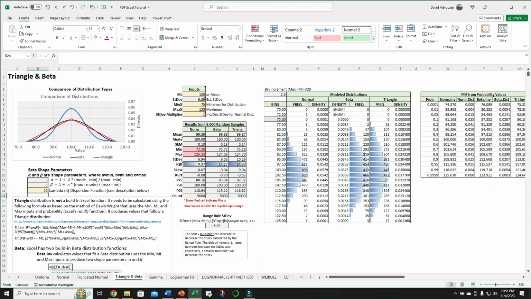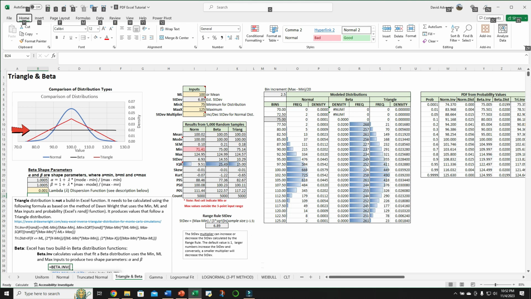Enter Shift F9, and we get a distribution that's very similar to the normal. In fact, if we look at the standard deviations, we see that the normal standard deviation is very close to the beta. Now, let's change the lambda to 0.001, which should approximate a uniform distribution. And we can see here the black line shows a uniform distribution. Let's change the lambda back to 4.